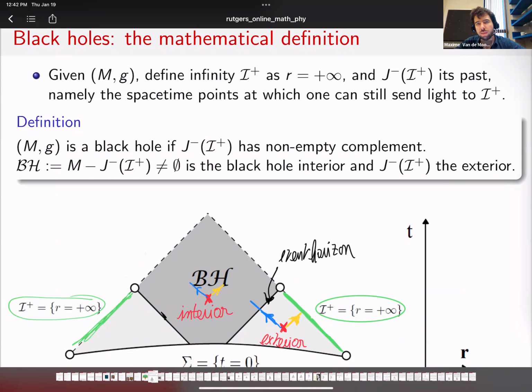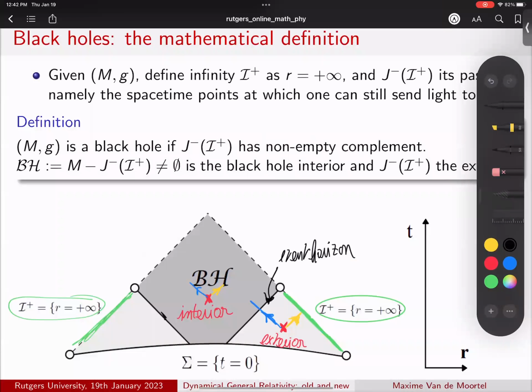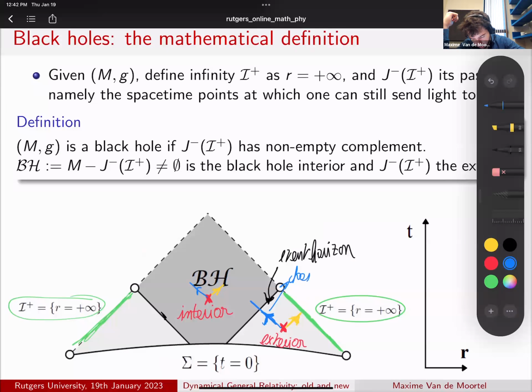So what's the question, Sherry? What did you say earlier about the blue curve emanating from the red mark in the exterior? Right, so I'm just saying that I send light inwards towards a black hole. This is a ray of light that does not reach infinity, right?